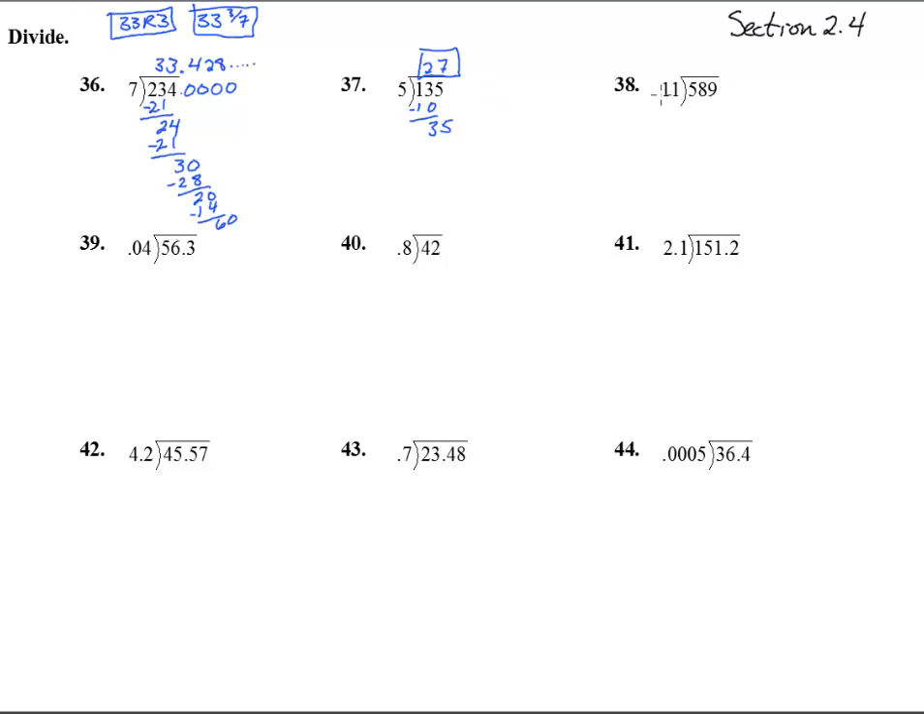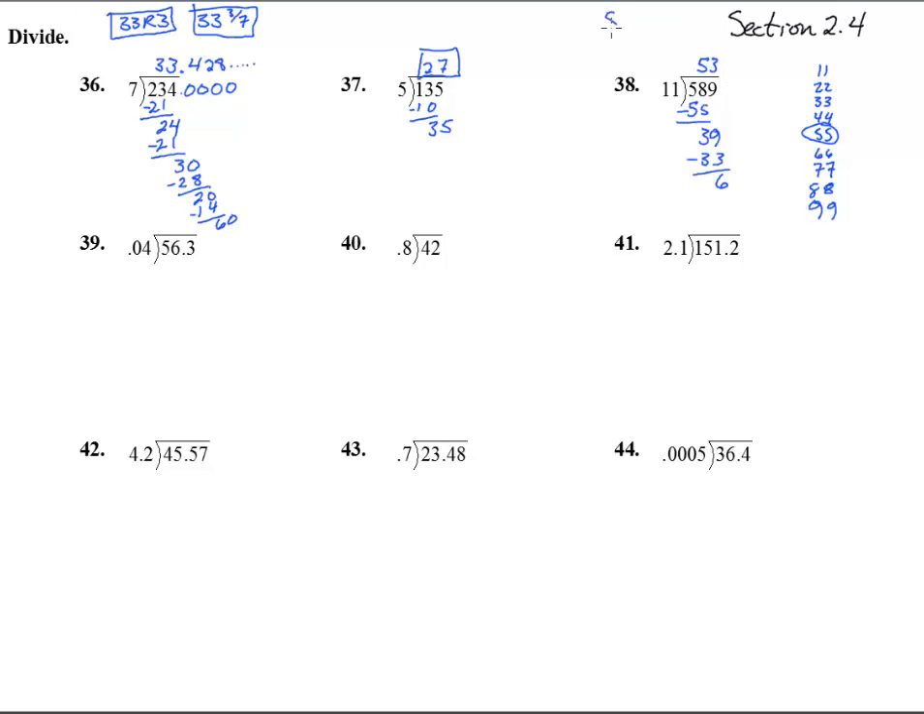11 goes into 589. Now let's write down the 11 times tables just so we can have them for reference. 44, 55, 66, 77, 88, 99. Just have them right there for reference. So 11 goes into 58 5 times. 55, subtract, and we get 3. Bring down the 9. 11 goes into 39 3 times. 3 times 11 is 33. Subtract, and we get a 6.